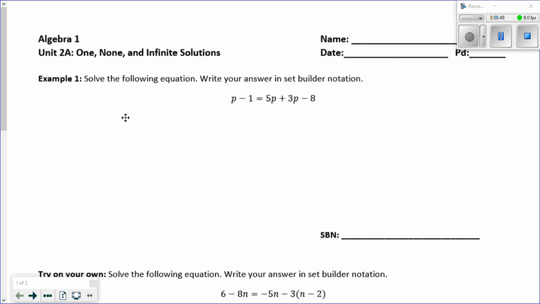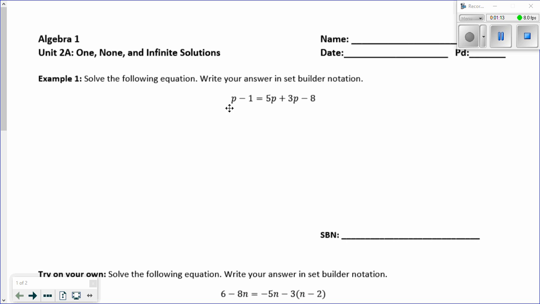So example 1, solve the following equation and write your answer in set builder notation. So here, I'm going to go ahead and solve it. I got p minus 1 equals 5p plus 3p minus 8. The very first thing I'm going to do is look to see if I can combine or distribute anything. Distribute first. There is nothing to distribute on the left side. There is nothing to distribute on the right side.